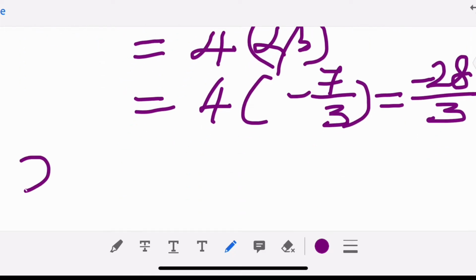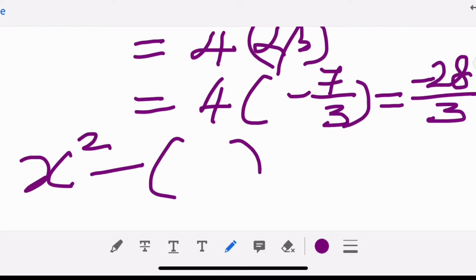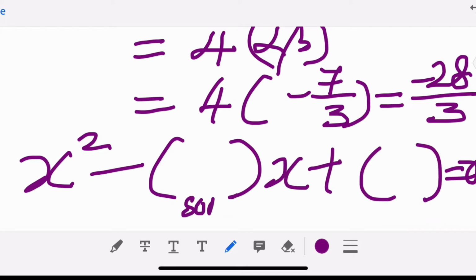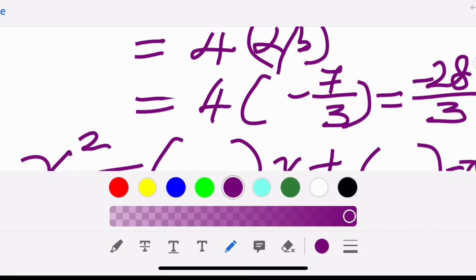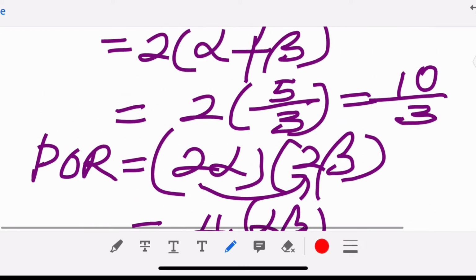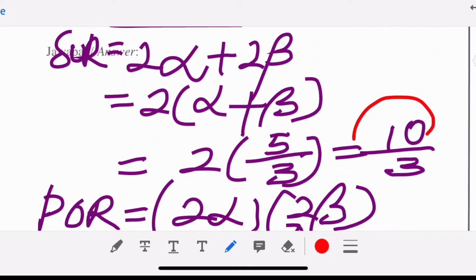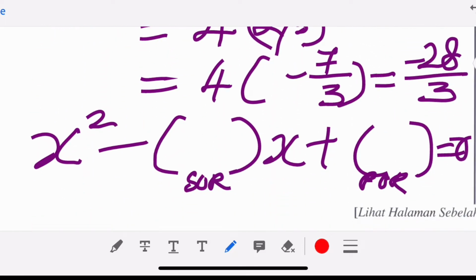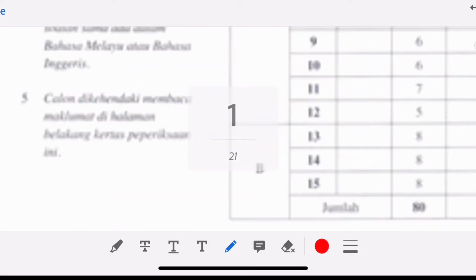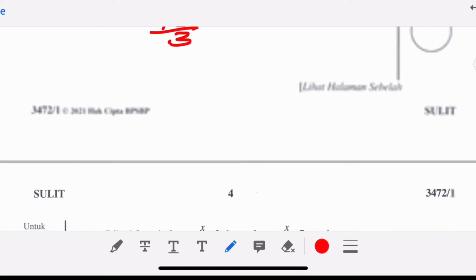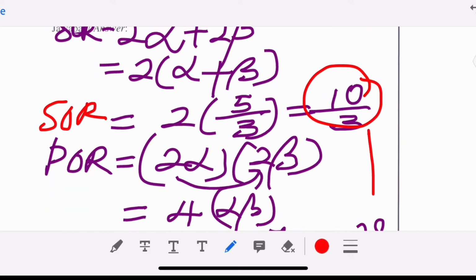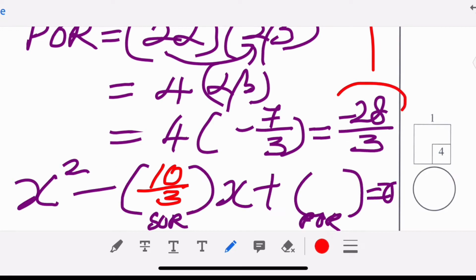Now, in order to form the equation, you need to memorize this formula. This is the sum of the roots, and this is the product of the roots. We have obtained the sum of the roots just now, which is 10 over 3, so we just substitute it in here. And the product of the roots, we already got the answer just now, which is negative 28 over 3.